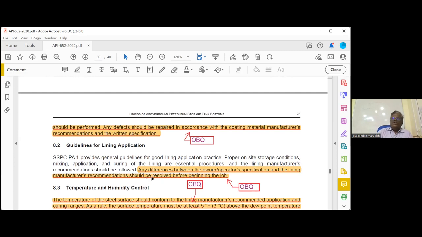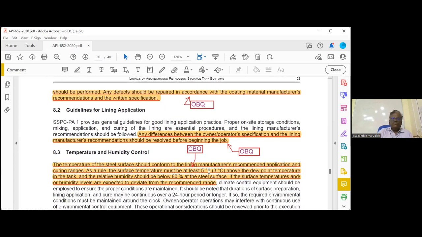Suppose there is a difference between owner operator recommendation and owner specification. Manufacturer recommendation is saying something different. Owner specification is saying something else. It should be resolved. Any difference between the owner operator specification and the lining manufacturer should be resolved before beginning the job. So before beginning, it should be resolved. Open book question.